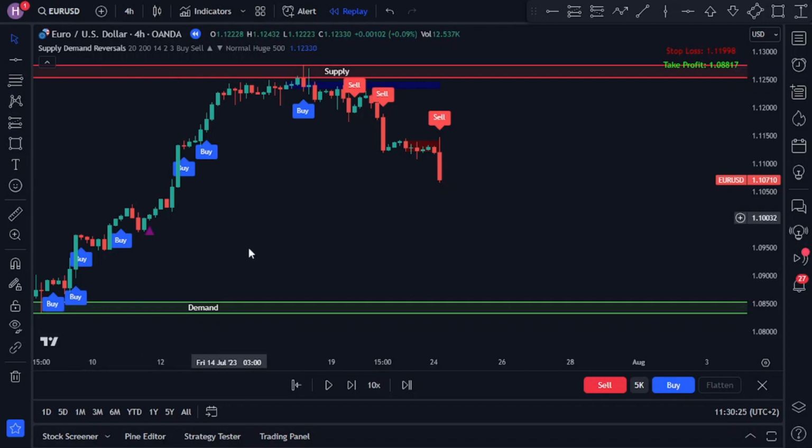Firstly, let's start with an example and quickly discuss what supply and demand is and how it affects your trading. On the chart, I'm currently on the euro against the US dollar in the 4-hour time frame.